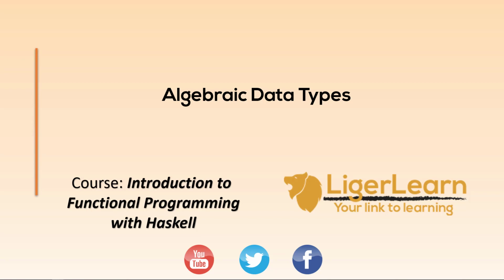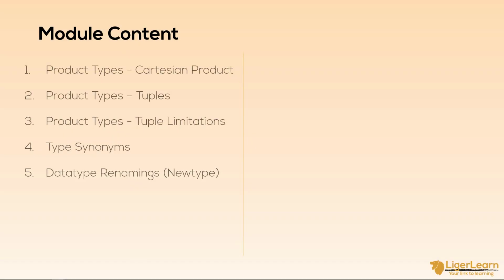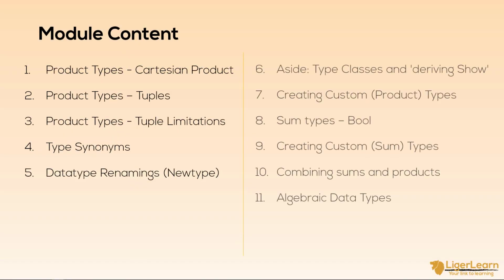Let's get going. We will begin the module by covering some theory related to Cartesian products and then quickly see that theory in practice with tuples and later with other product types. We'll also explore type synonyms and data type renamings, and then we will take a pit stop and have an aside about type classes, something which we will cover properly in a later module.